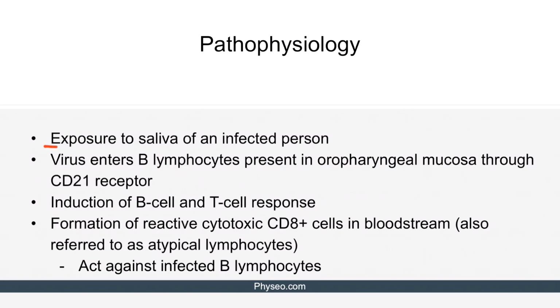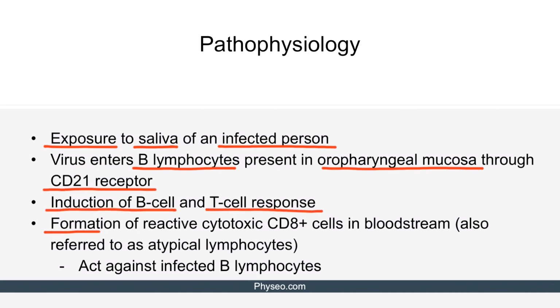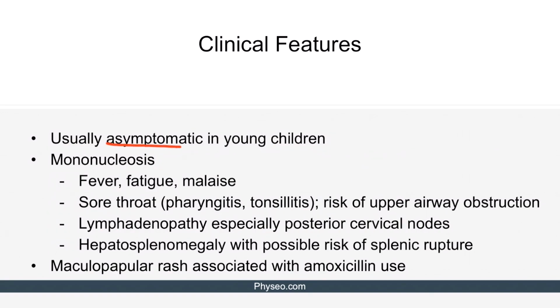When a person is exposed to the saliva of an infected person, the virus enters into B lymphocytes in the oropharyngeal mucosa through the CD21 receptor. This is followed by the induction of a B cell and T cell response, which leads to the formation of reactive cytotoxic CD8 positive cells in the bloodstream. These cells are also referred to as atypical lymphocytes and act against the infected B lymphocytes. The infection is usually asymptomatic in young children.